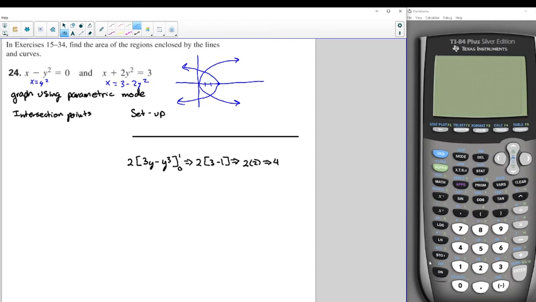But we can do this using parametric. So let's clear this. Let's go to mode and we're going to do parametric.